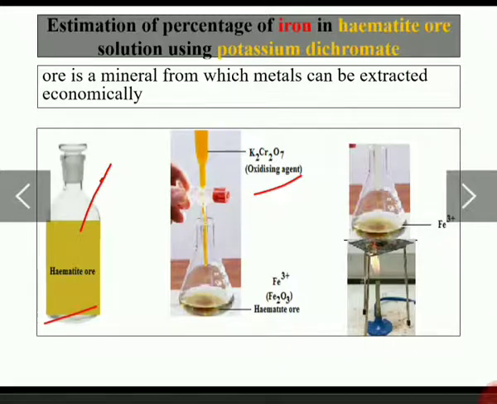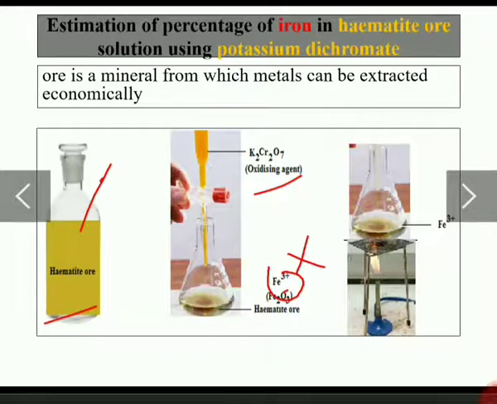In the conical flask, you have hematite ore. It is chemically iron oxide, Fe2O3. So let's calculate the oxidation state. Oxidation state is Fe3 plus. In the burette, you have an oxidizing agent. The highest oxidation state of iron is Fe3 plus. Can it be further oxidized? No. Fe3 plus can't be further oxidized.